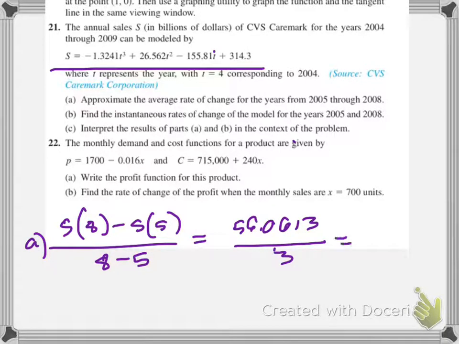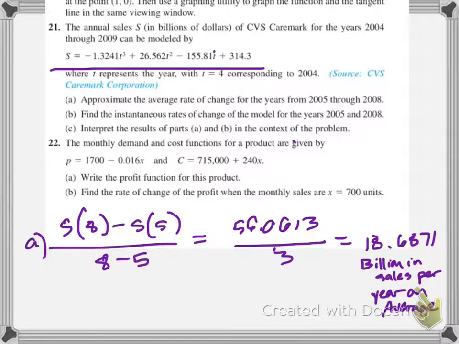The result for the two sales values. Now what I did is I just put these in a calculator. I got the value at 2008, got the value at 2005, subtracted, and got 56. And of course 8 minus 5 is 3. So on average, I'm getting 18.6871. Now, the most important part, what does this represent? It's always output, billions of dollars in sales, per 1 unit of input. So this is per year, 1 year.